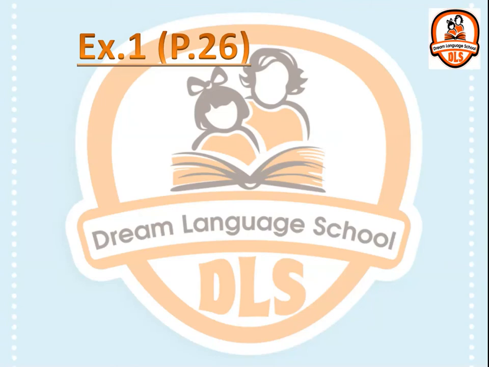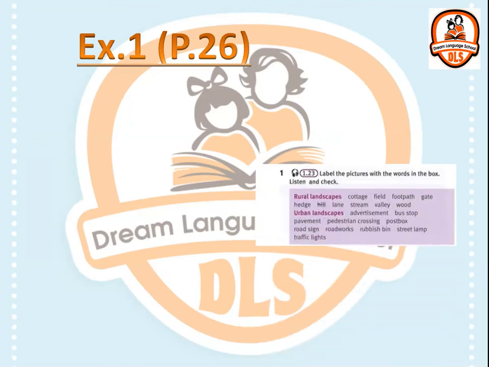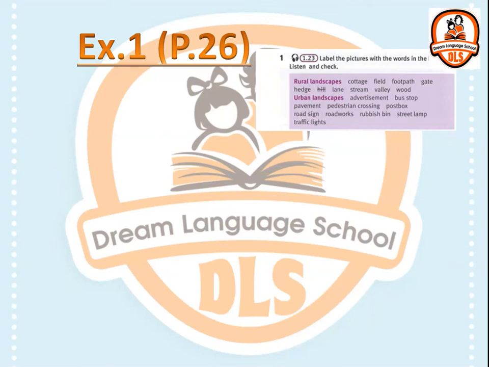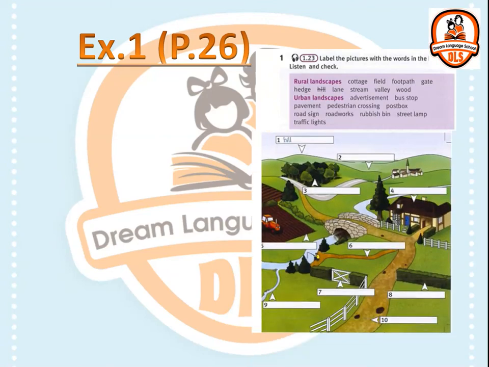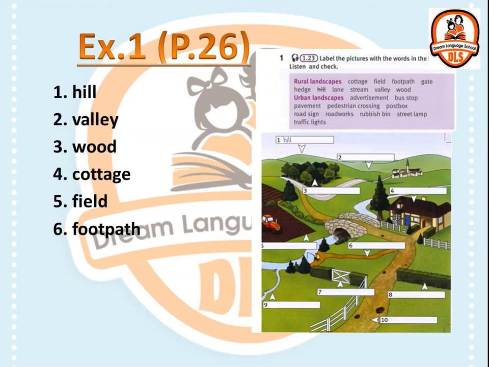Open your student's book on page 26. Check exercise number 1. From the first board, rural landscapes, you have to write each word in each suitable place. Check your answer. Perfect.